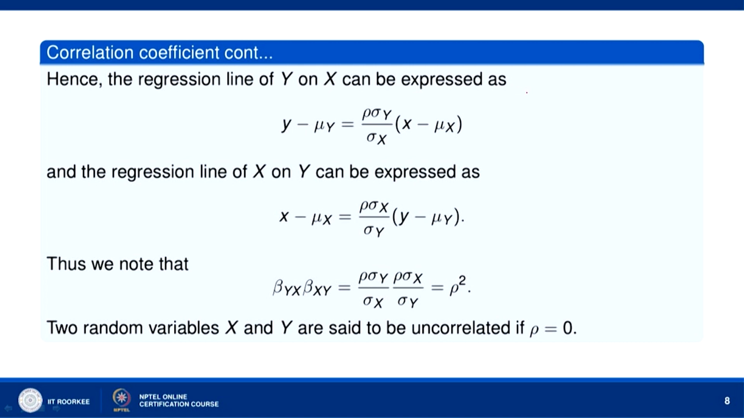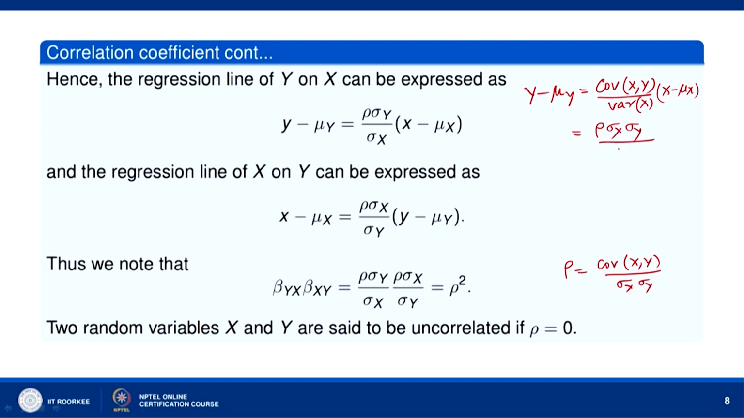You see, we had y minus mu y equal to covariance of x y divided by variance of x into x minus mu x, and rho is equal to covariance of x y divided by sigma x sigma y. So, covariance of x y is rho times sigma x sigma y. So, I can write it as rho times sigma x sigma y divided by variance of x, which is sigma x square, into x minus mu x. This cancels with this and we get rho times sigma y over sigma x into x minus mu x. So, y minus mu y equal to rho sigma y over sigma x into x minus mu x.